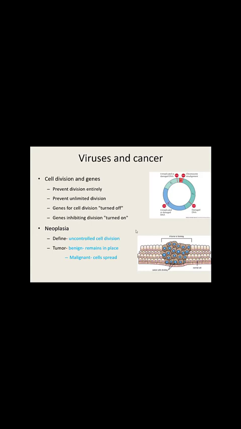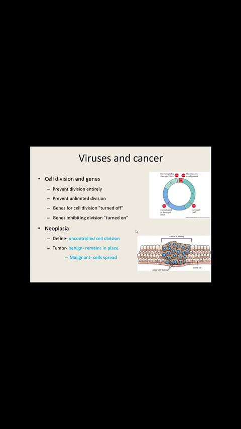A malignant tumor means some of those cells that are dividing uncontrolled are going to start spreading throughout the body. And that's going to be harder because you can't just physically and surgically remove them. That's when you're going to have to rely on things like radiation and chemotherapy to try to destroy those cells that are undergoing cell division uncontrolled.